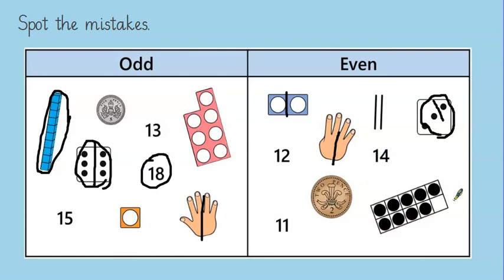I can see that this one here is an odd number, because it hasn't got a partner here, has it? So that's no good, that's an odd number, that's a mistake. And 11, I know 1 is an odd number, so that shouldn't be here either. There's the 3 mistakes in that column. Did you find them too?